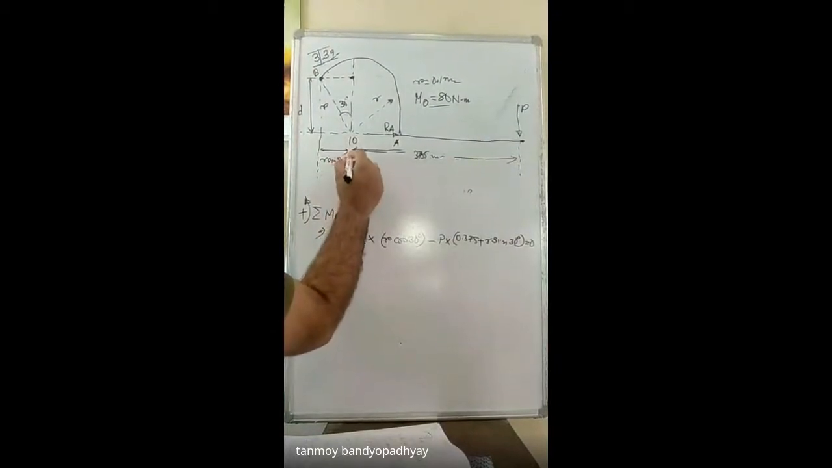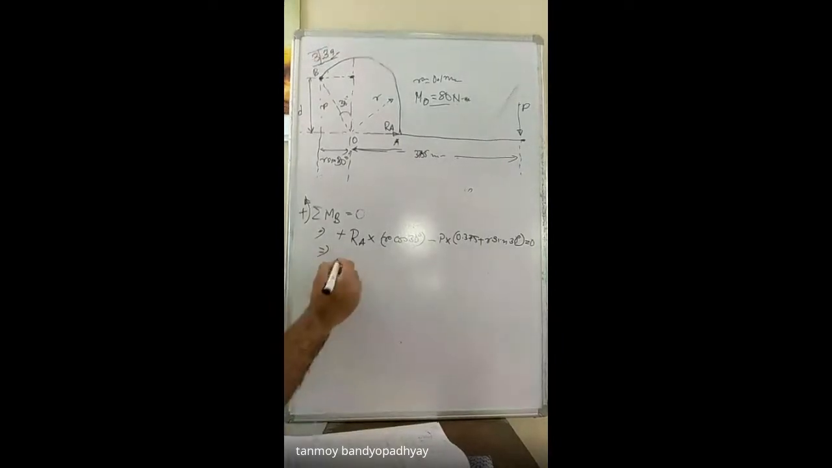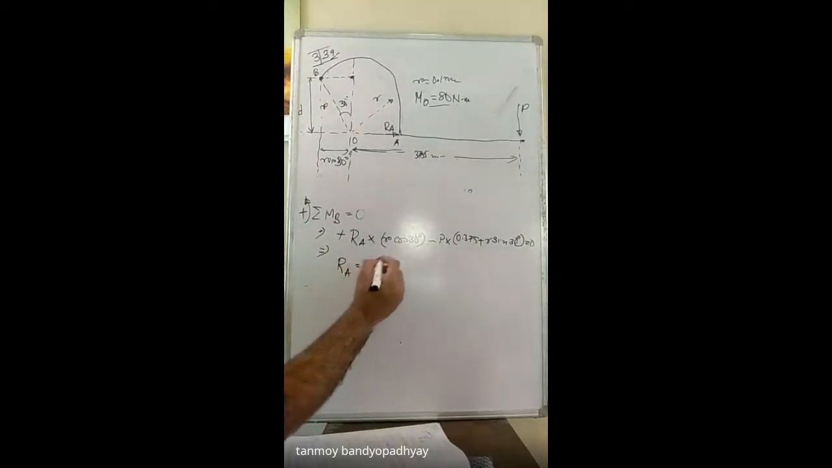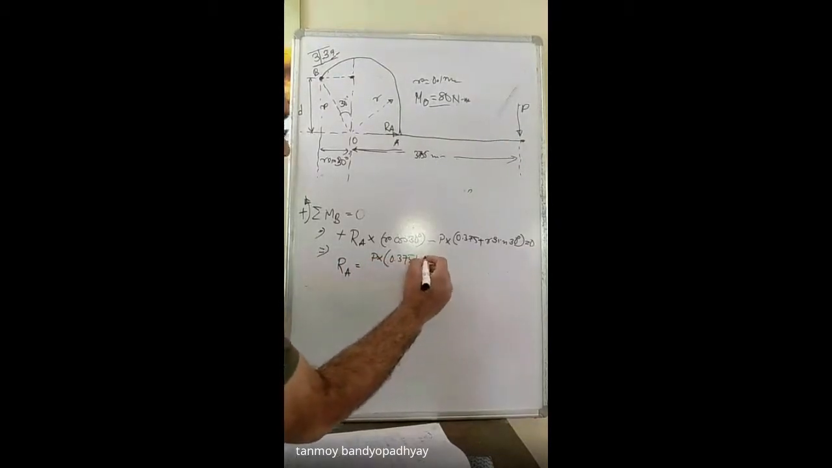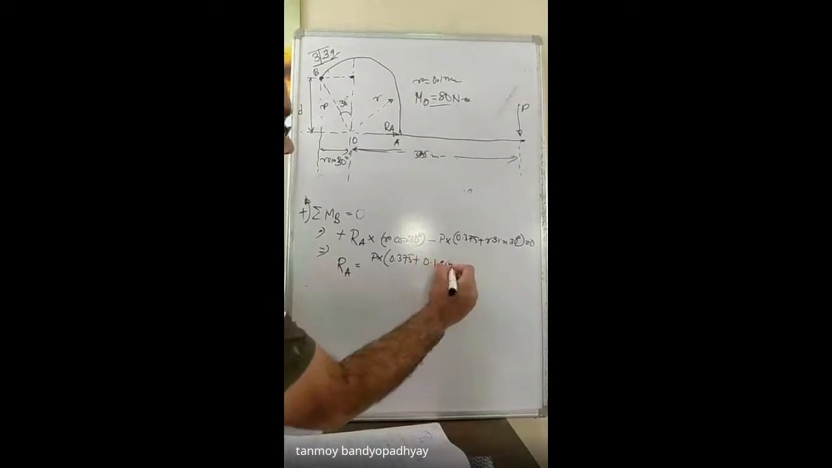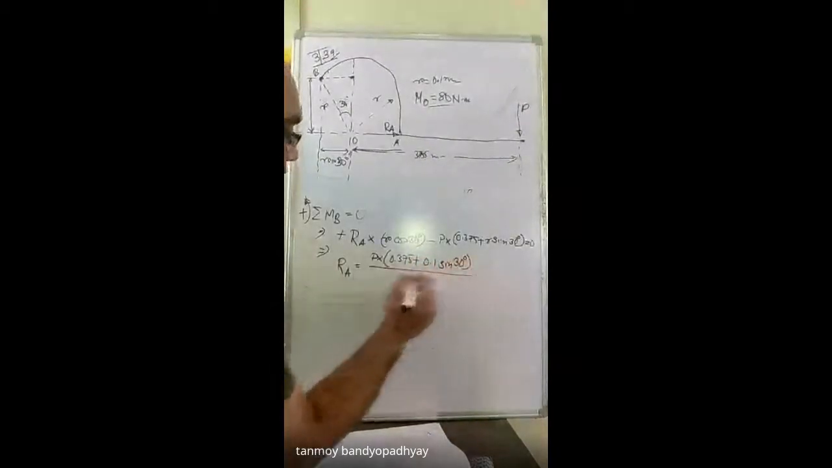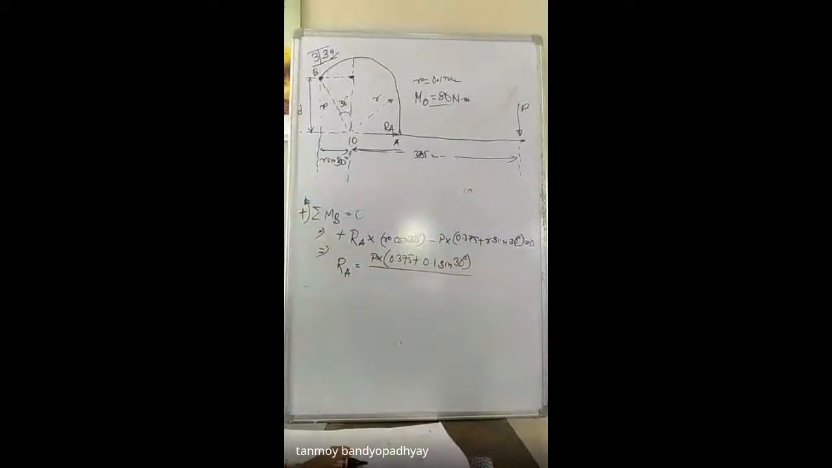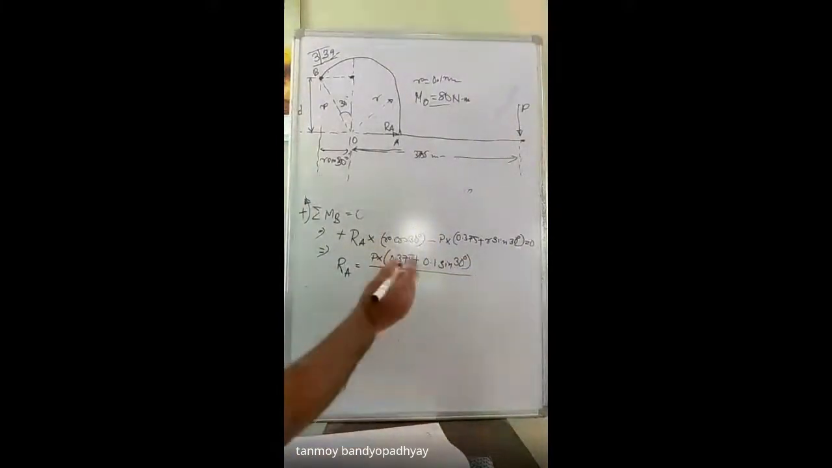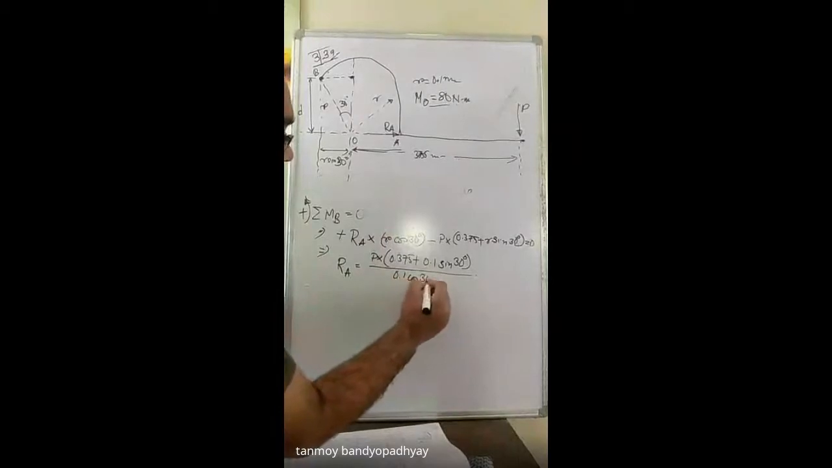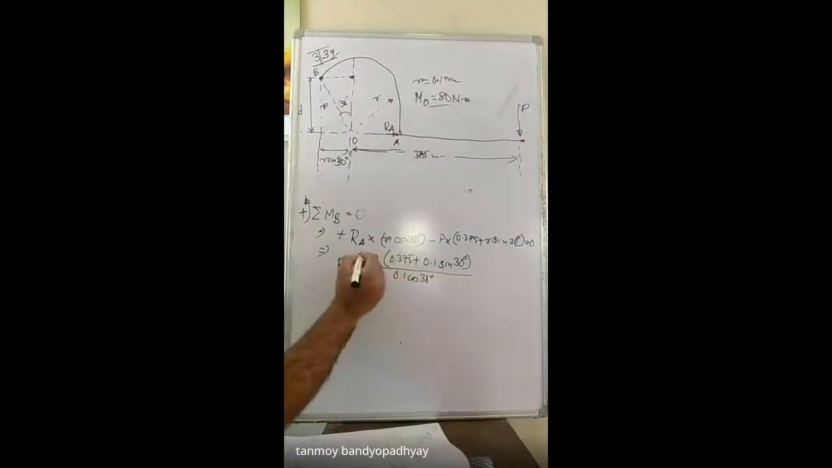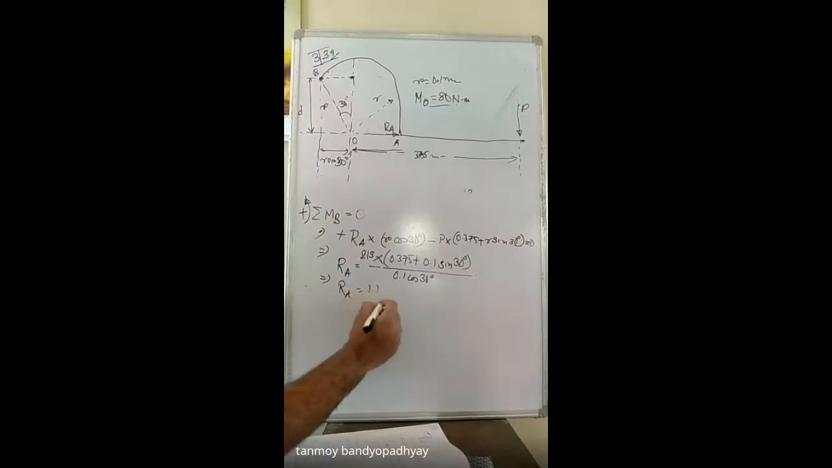I hope that now you can calculate. P is known to us, so we can calculate RA. So RA will be equal to P into 0.375 plus R, which is 0.1, sin 30 degree, divided by R cos 30, so 0.1 cos 30 degree. P was 213, I think. Put this value and calculate what value of RA we are getting.